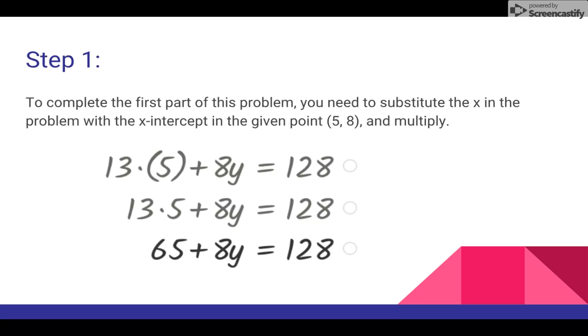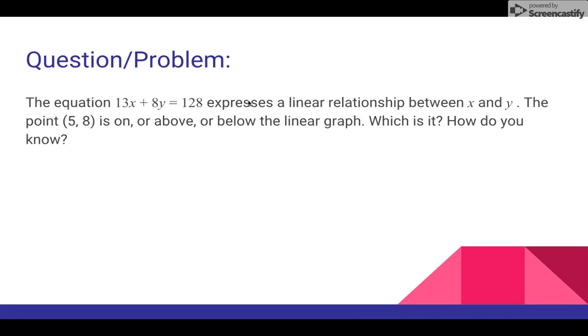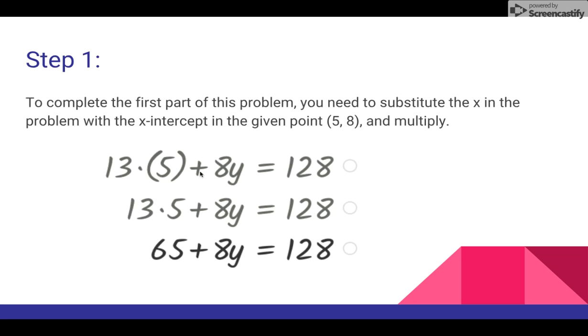The first step to solving this equation is to substitute the x in the problem with the x-coordinate in the given point (5, 8) and multiply. The x is right here. We substitute the 5 because that is the x-coordinate in the point. So it would be 13 times 5 plus 8y equals 128. That gives you 65 plus 8y equals 128.